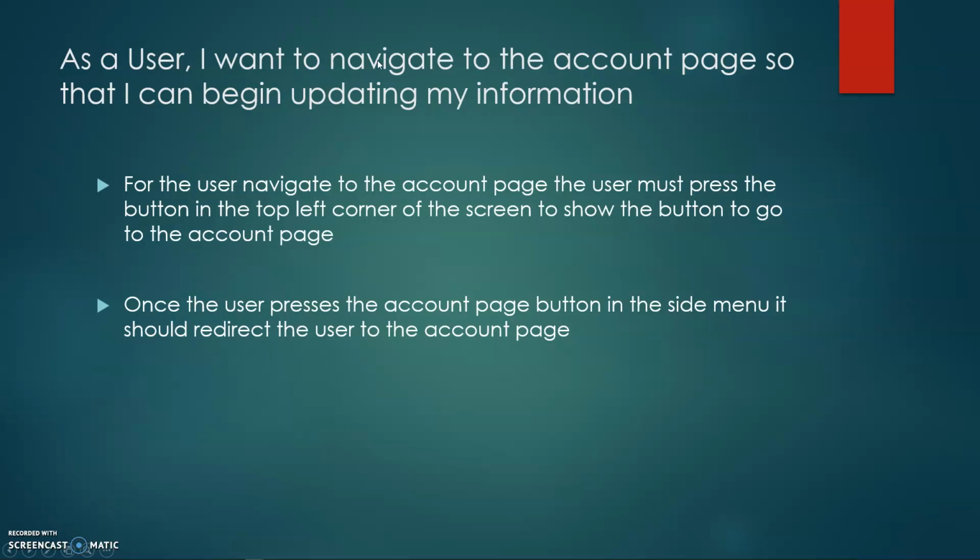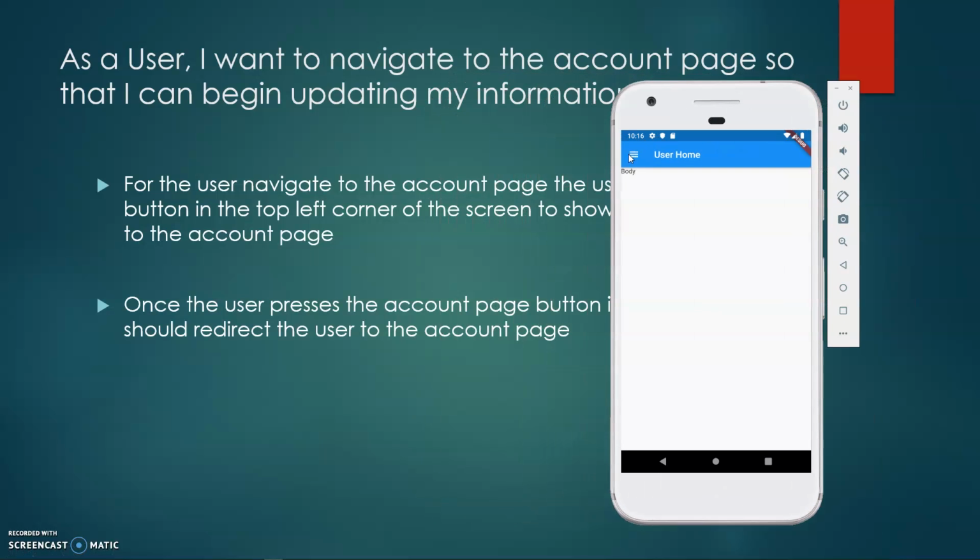So as a user, I want to navigate to the account page so that I can begin updating my information. For the user to navigate to the account page, the user must press the button in the top left corner of the screen to show the button to go to the account page. Once the user presses the account page button in the side menu, it should redirect the user to the account page.